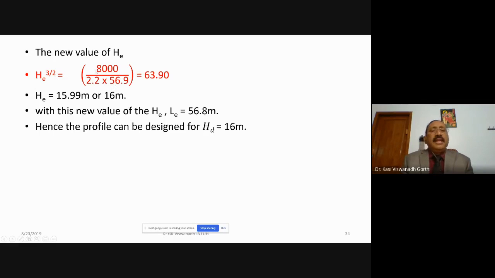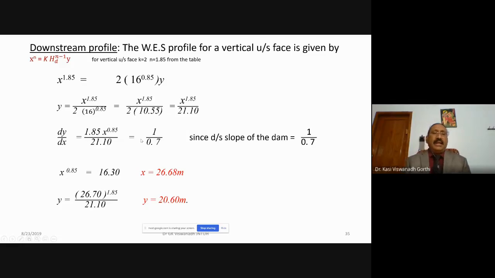He to the power 3/2 is equal to 8,000 divided by 2.2 into 56.9, or He will be equal to (8,000 divided by 2.2 into 56.9) to the power 2/3, which will be equal to 16 meters. With this new value of He, Le is once again taken to be equal to 56.8 meters. So the profile can be designed for the head. The design head HD will be 16 meters.